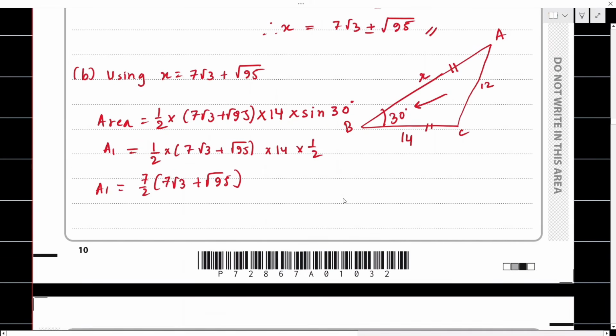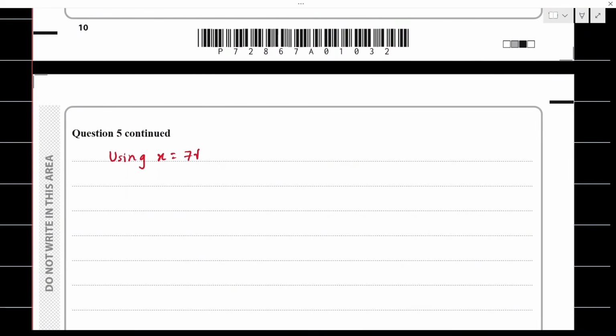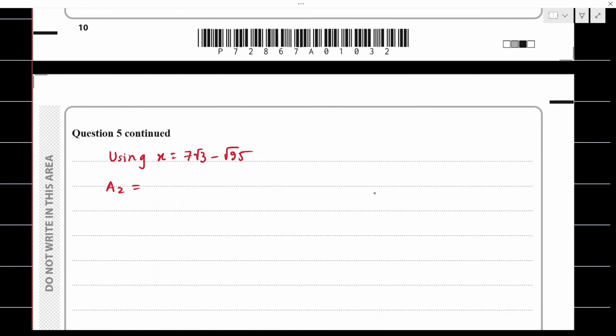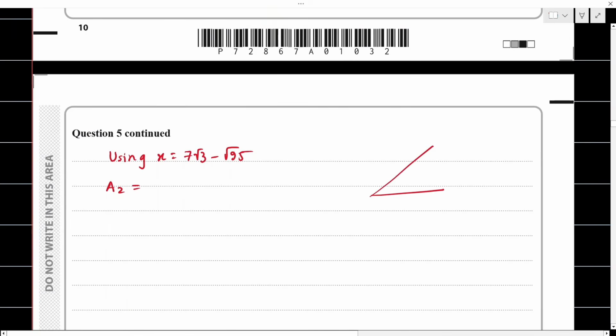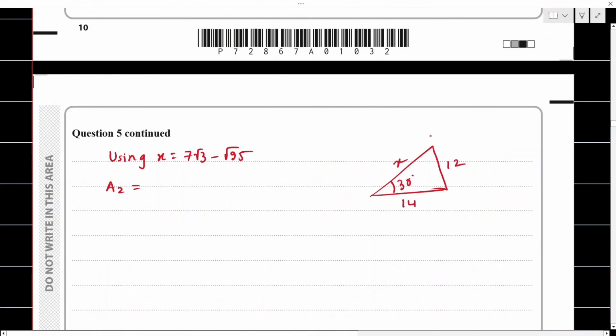Now for our area number 2, the other possible area, we will be using our other value of x. The other value of x is 7 root 3 minus root 95. Using this value, if we find area 2, we can draw an updated drawing. So this is our x, this is our 12 centimeter, this is 14 centimeter, and this is 30 degrees. And this is A, C, and this is B.